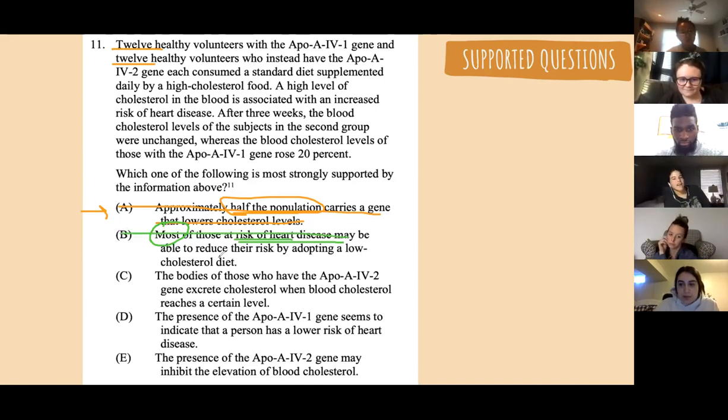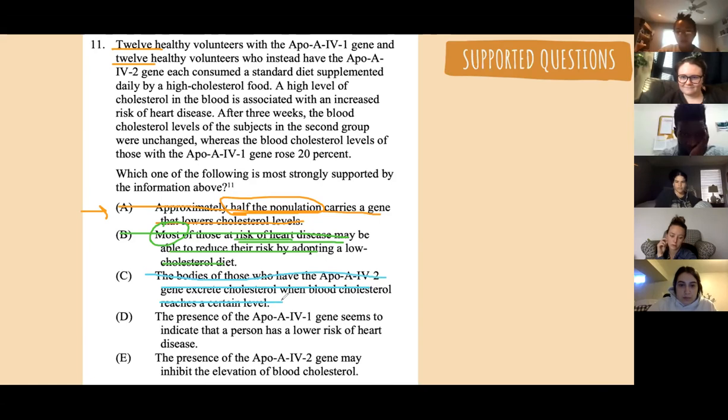All right, what about, I think, Jillian, you have C? Yeah, I have C. I said it was wrong because you can't assume that the blood cholesterol reaches a certain level. That's totally out of scope. Yeah, I thought C was the easiest to cross off. All right, and then Anna, D?